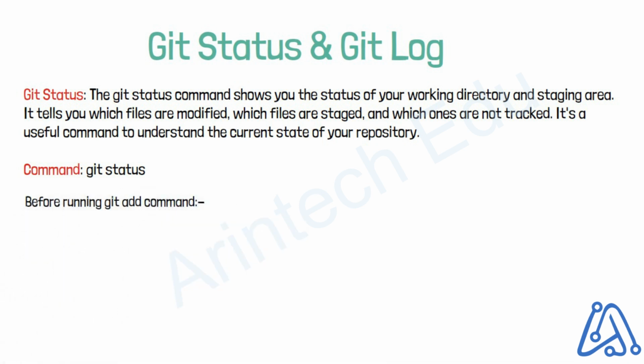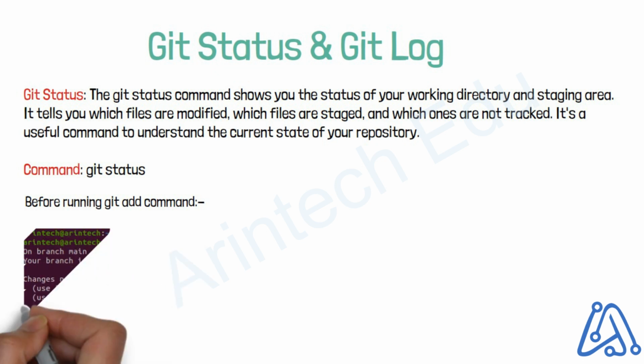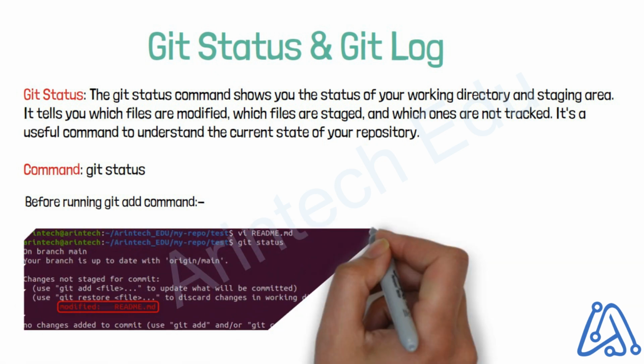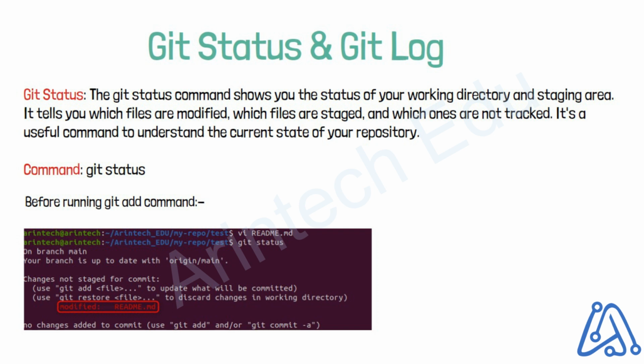Before running the git add command. In this example, first we update the README file using the vi editor and then run git status. By running git status before git add, you get a snapshot of the current state of your repository. This allows you to review the changes you've made, identify which files are modified or untracked, and decide which ones you want to include in the next commit.